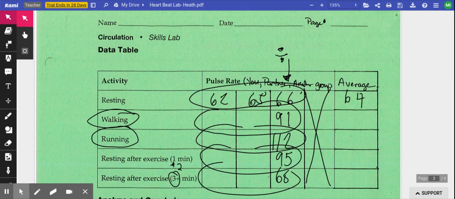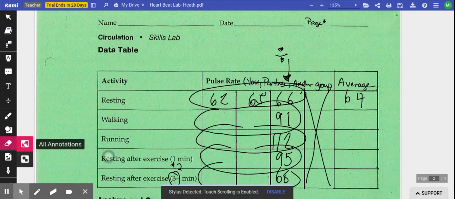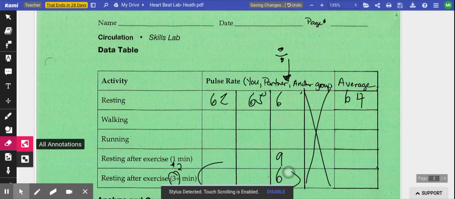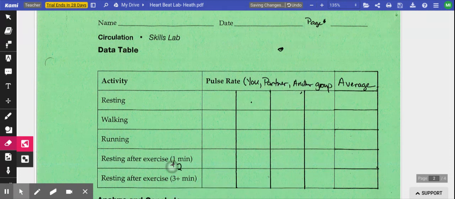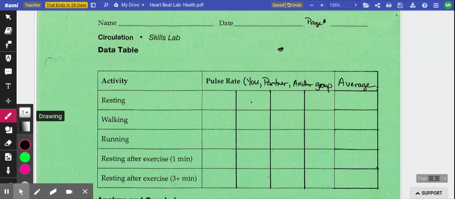Okay, so this was supposed to be deleted, so let me delete this quickly. Bear with me. Okay. Sorry about that.